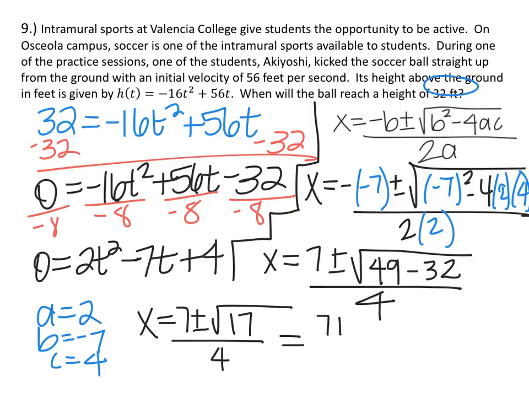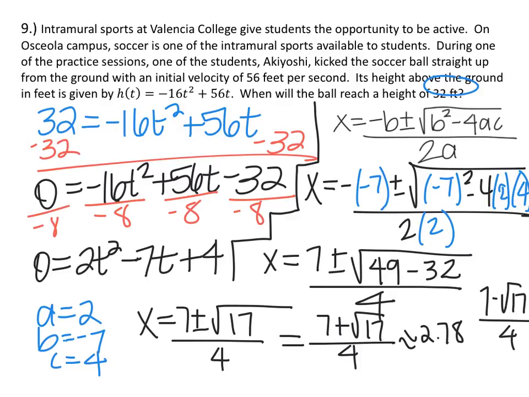So we have (7 + √17)/4. After we put it in the calculator, we're going to get approximately 2.78. And then if we do (7 - √17)/4, using the calculator, we get approximately 0.72. So we're talking about seconds. So this is 2.78 seconds and 0.72 seconds.